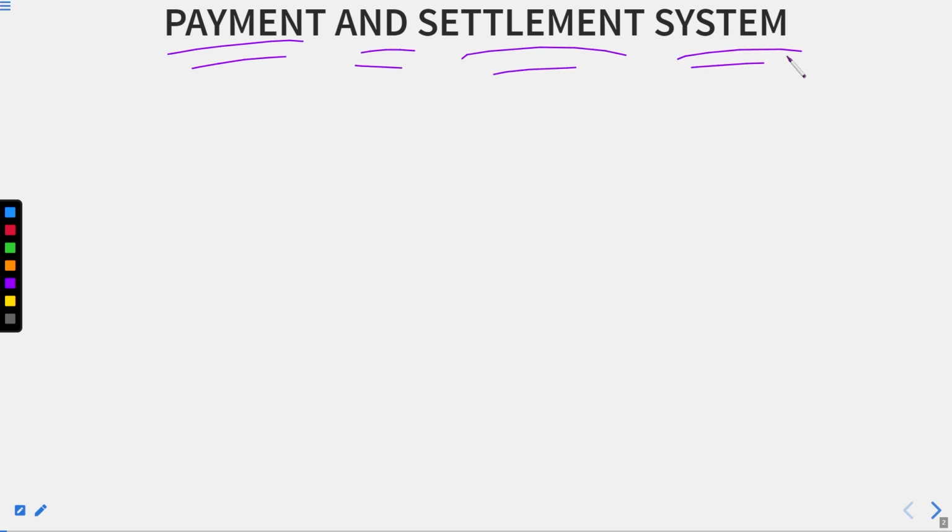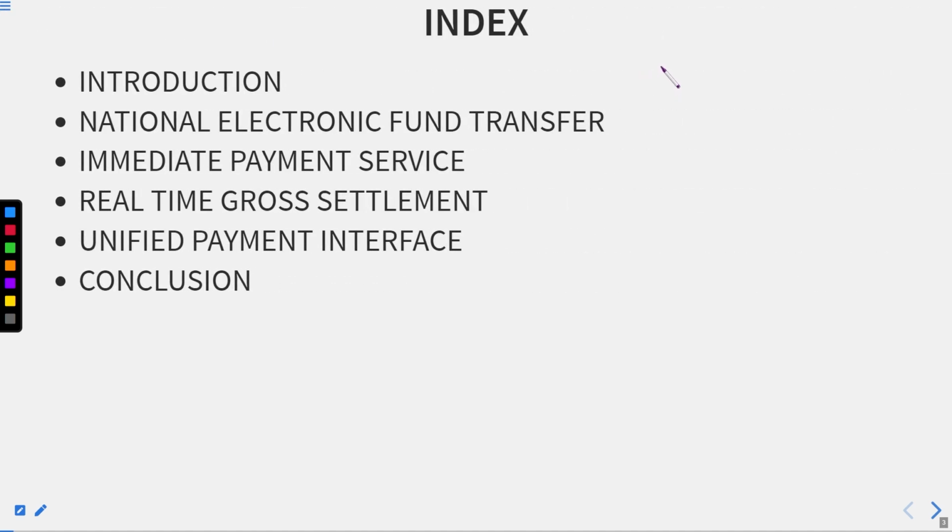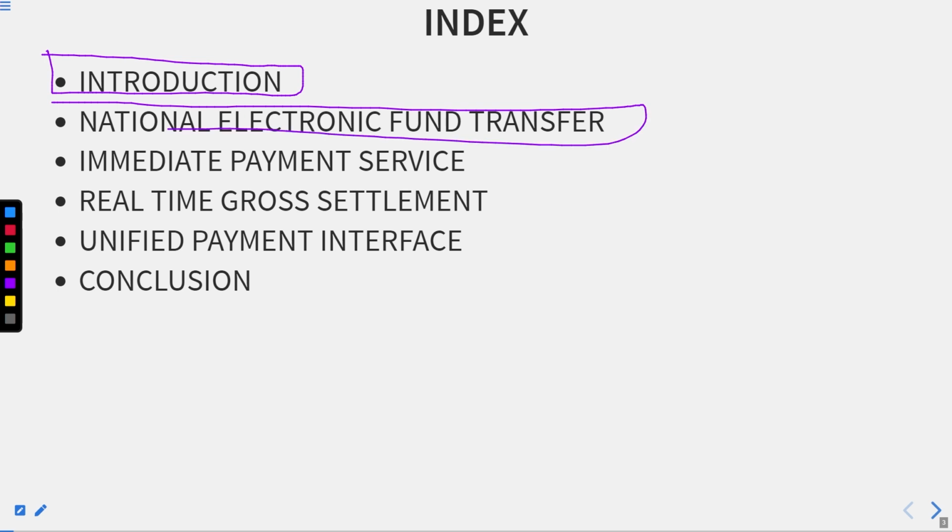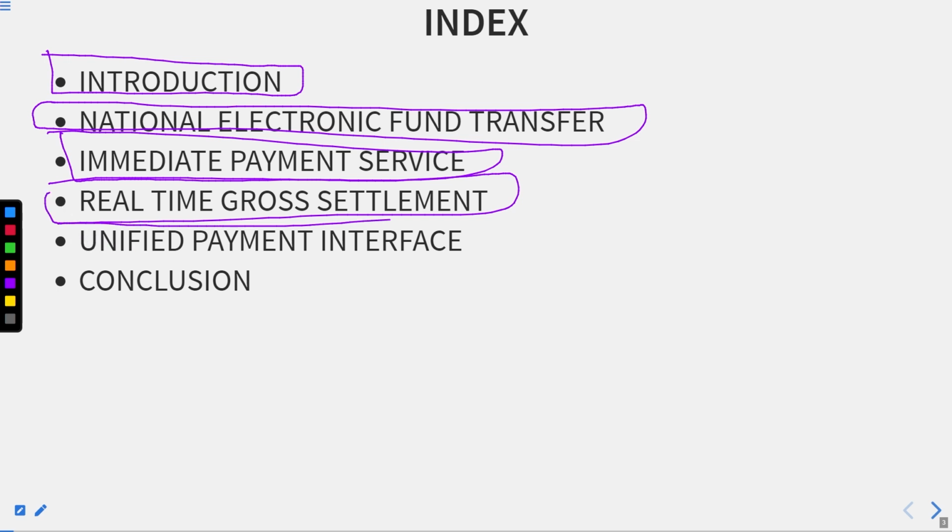So students, as we know, we are covering the financial system, and basically we are covering the payment and settlement system, right? This is the topic we are talking about. These are the topics we have scheduled for discussion under this series. We are going to start with an introduction, thereafter the National Electronic Fund Transfer, immediate payment service, then real-time gross settlement, unified payment interface, and the conclusion part.